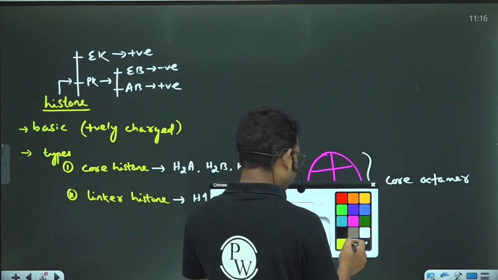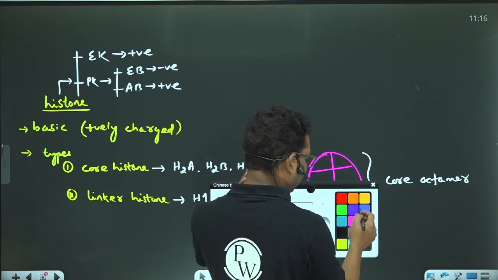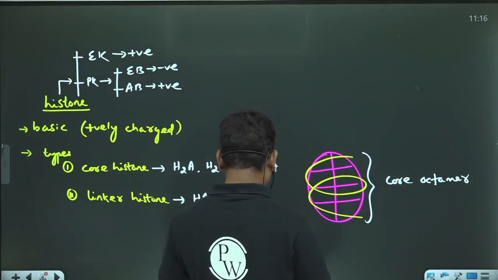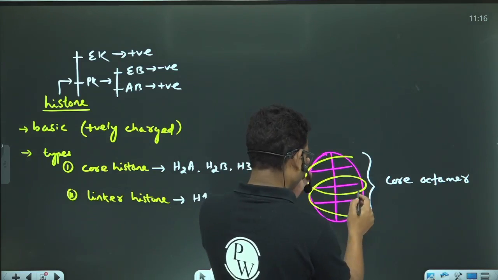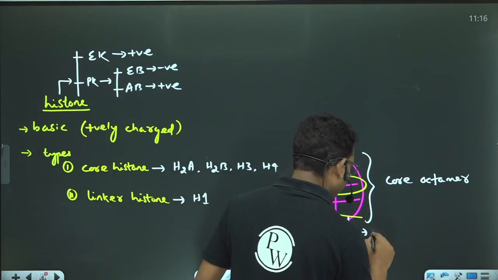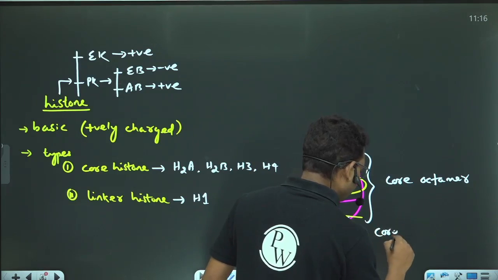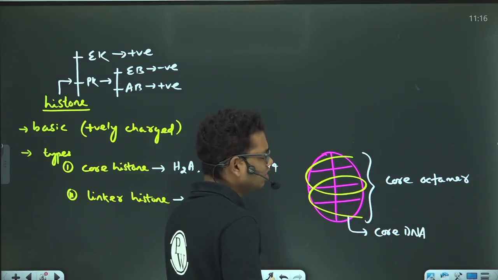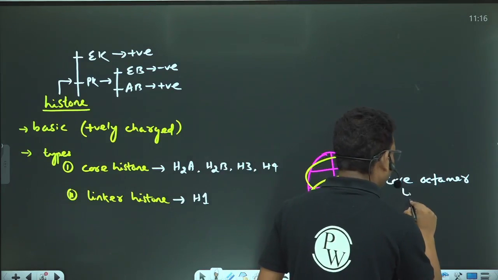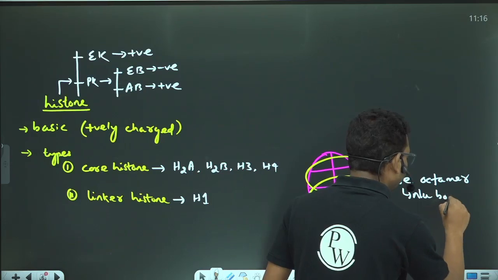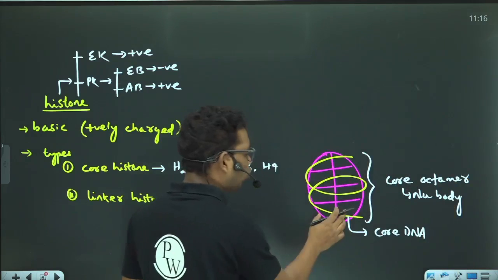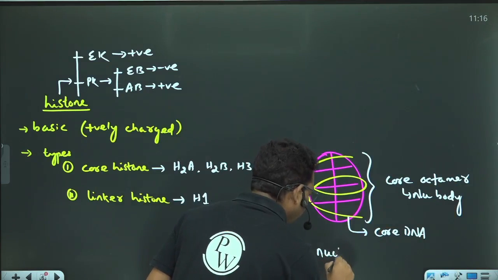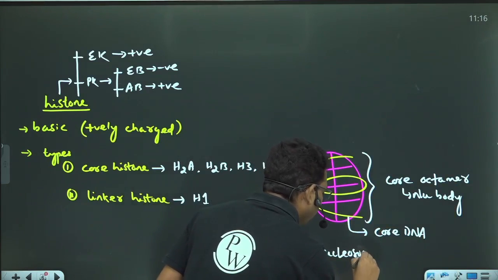Okay. And this core histone octamer gets wrapped around by the DNA molecule. So here we will have the DNA molecule. This DNA molecule around the core histone octamer is called as core DNA. And what do you call this core histone octamer? You call this as nu body. And this core DNA plus nu body, that is collectively called as what? Nucleosome.